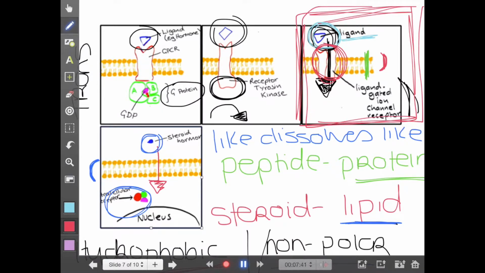So that's going to bind to the ligand, and now that it's received that signal, that's now going to open, and then the substance can move through, which we can see with the arrow there.